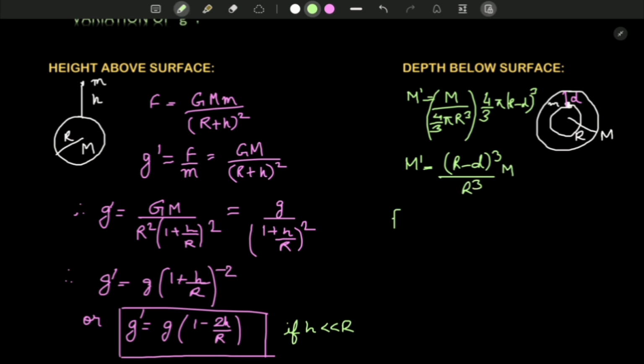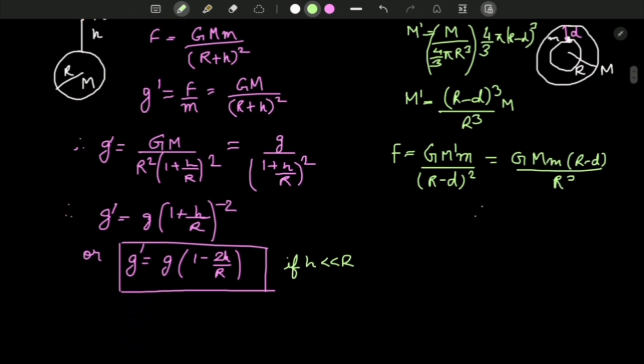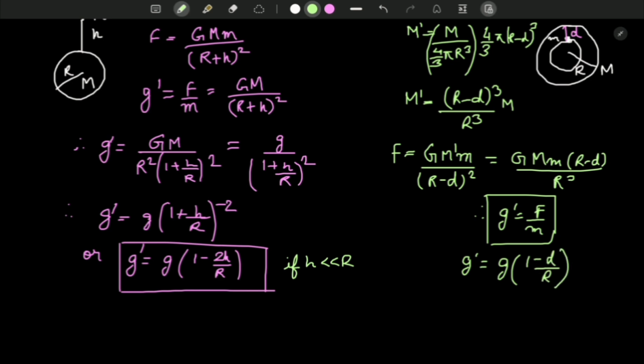So our force will turn out to be F equals to G M dash, mass of object m, divided by (R minus d) whole square. I can write it as G capital M small m (R minus d) divided by R cube. And finally, therefore, g dash equals to F by m. So from here I can say g dash equals to g (1 minus d by R). This is after we put all the values.